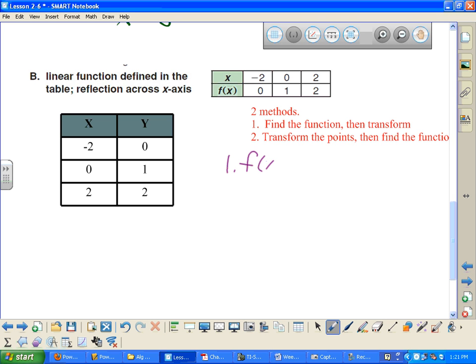F of x equals what? These are lines, so when I write the function, it's going to be in slope-intercept form: y equals mx plus b. So what's the y-intercept for this, first of all?